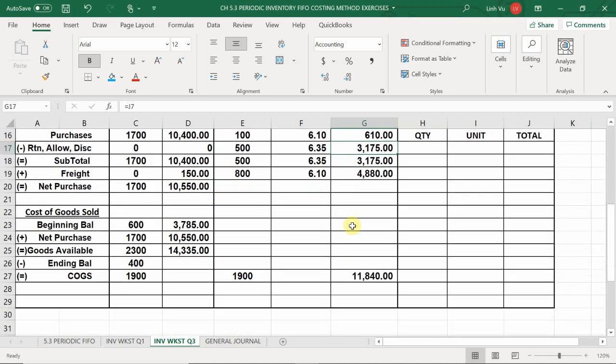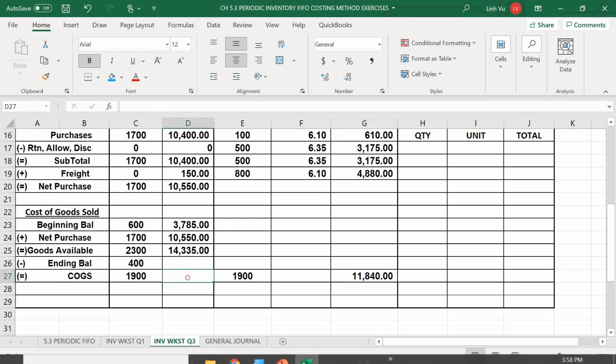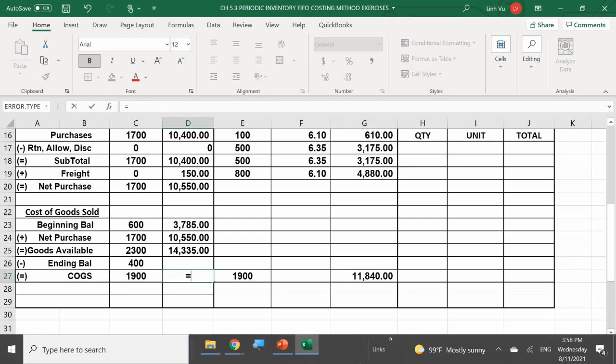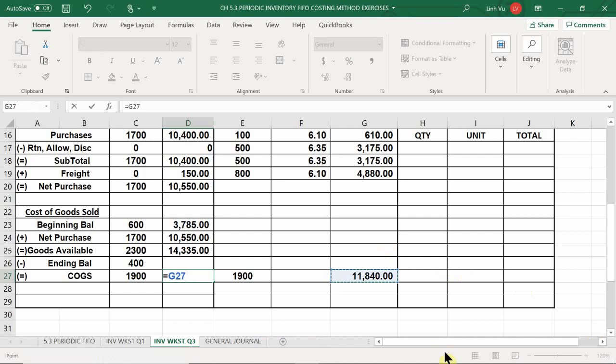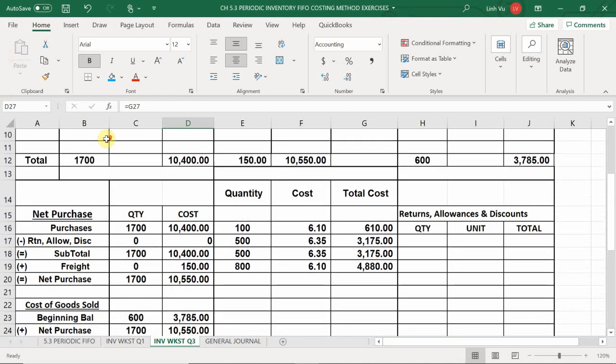So last but not least, we need to do our conversion entry. In this case, it is now May 31st. How do I do my conversion entry? Put the rest of the inventory that you have. Okay, so that's the ending inventory. What else? And the cost of goods sold. Good.